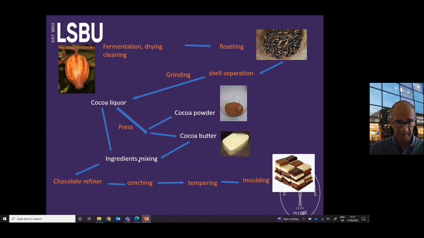So the ingredients are mixed. In addition, we could have sugar, for example, or milk powder at this stage, depending on the type of chocolate we're manufacturing. So this is a general diagram, but it can be adapted for different chocolate. Then once we have this mix, we have a refiner. Here, the mixture is put through a stage where we are going to reduce the size of the particles.